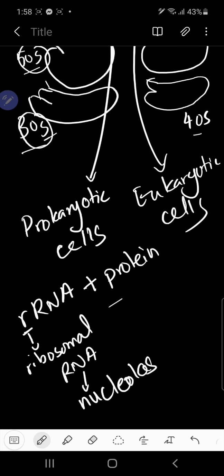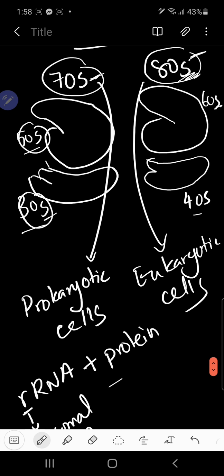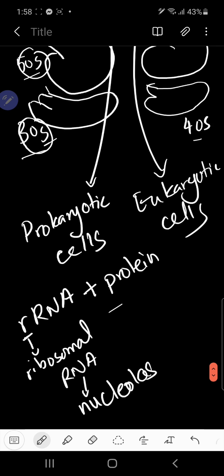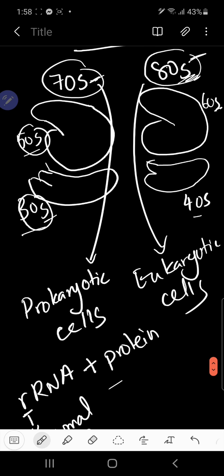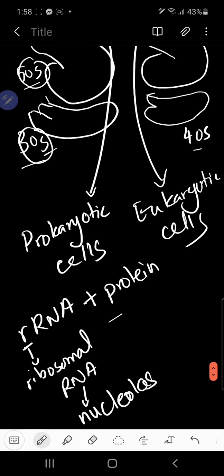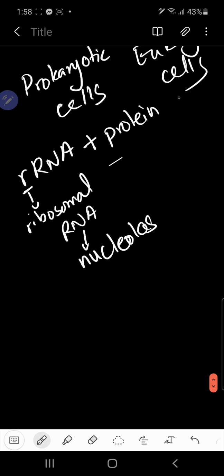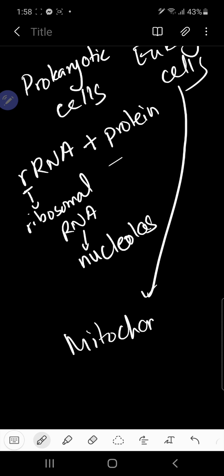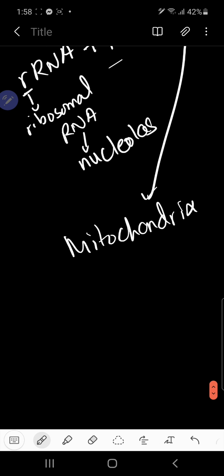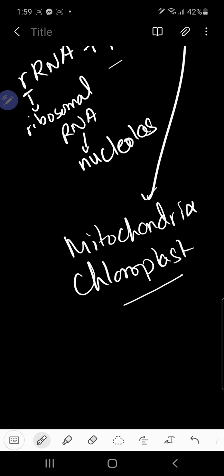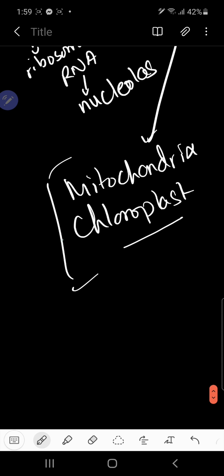And there are two types of ribosomes, 70S and 80S. 70S is found in prokaryotic cells and 80S in eukaryotic cells. But there is also an exception to this. In eukaryotic cells we also have two organelles, the mitochondria and the chloroplast. Chloroplast is obviously present in plant cells only, not animal cells, but plants are also eukaryotic. These two structures actually have 70S ribosomes.